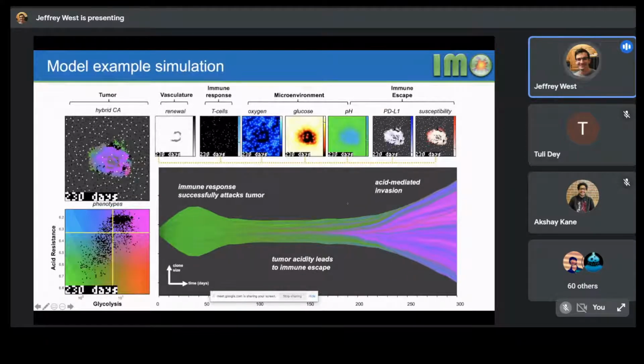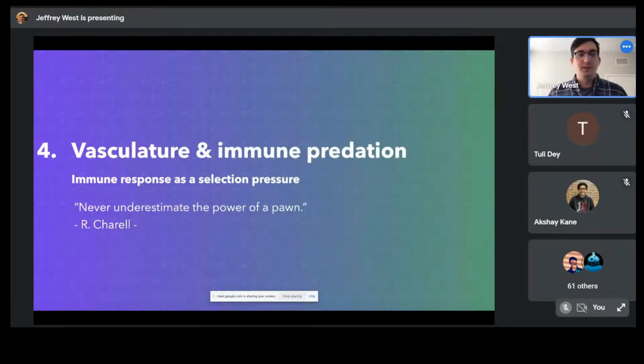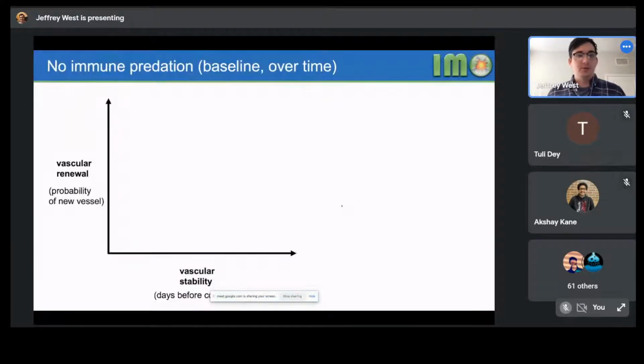Okay, so as we're finishing up the hour here, I'm going to show some results from this model. One of the key parameters in this model is vasculature. So we're going to look at the role of vasculature. In particular, we have two different parameters. One is the stability. Remember I said that a vessel could collapse. That collapsing happens at some number of days on average. And once a vessel collapses, it's ready for a new vessel to emerge. And the other parameter in the model is the probability of a new vessel emerging.